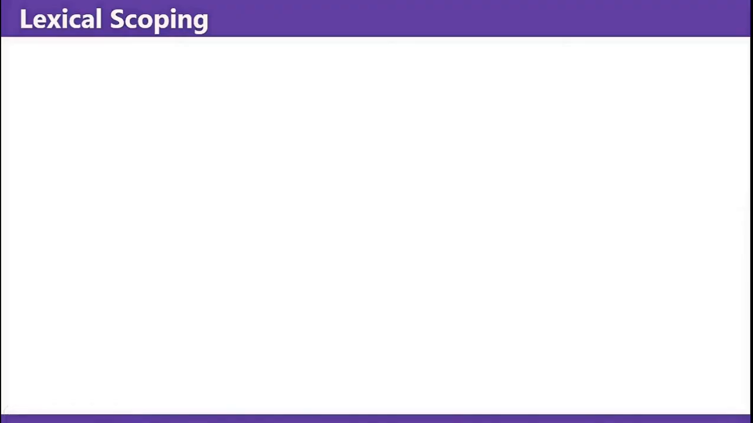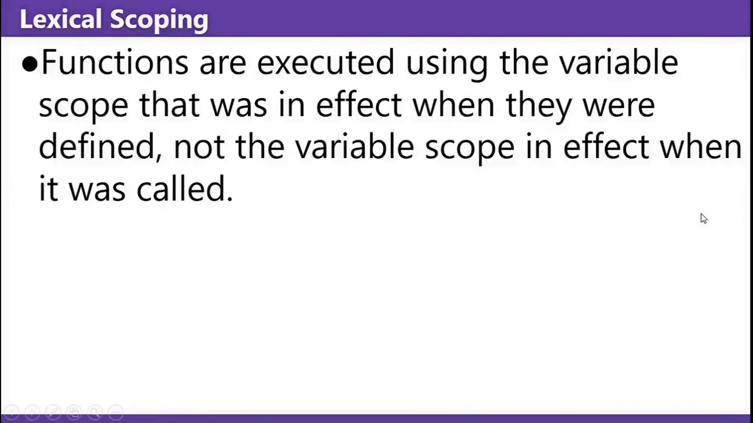To start to get interesting, we have to introduce the term lexical scoping. With regards to functions in JavaScript, lexical scoping means that functions are executed using the variable scope that was in effect when it was defined, not the variable scope in effect when it was called.